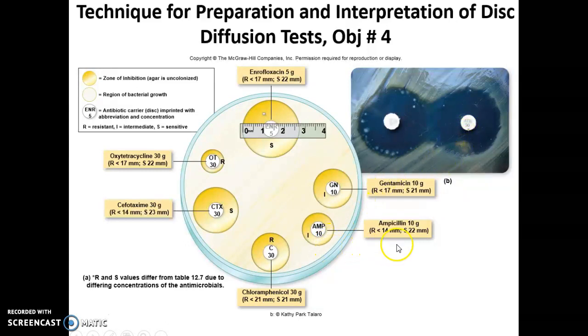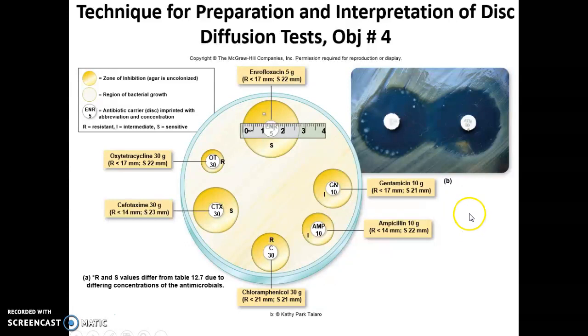If the bacteria is resistant, it's going to grow right up to the edge of that disc. And so you know that this is not a good drug to treat this person who has an infection with this organism. All right, susceptible. Enrofloxacin would be a good drug to treat this because it has a very wide zone of inhibition, making it sensitive.